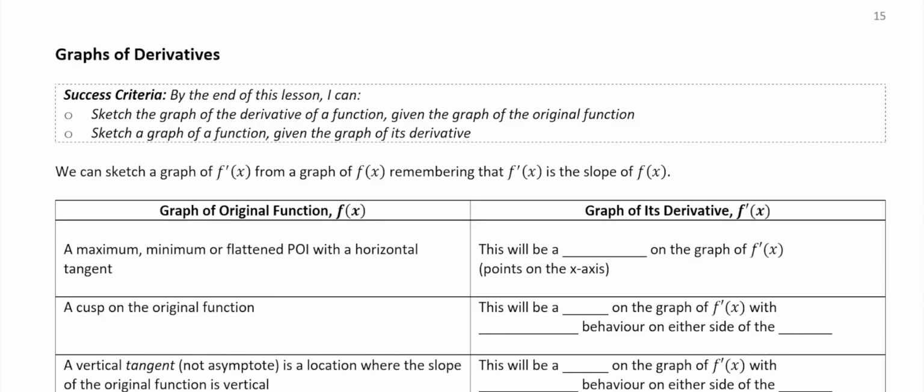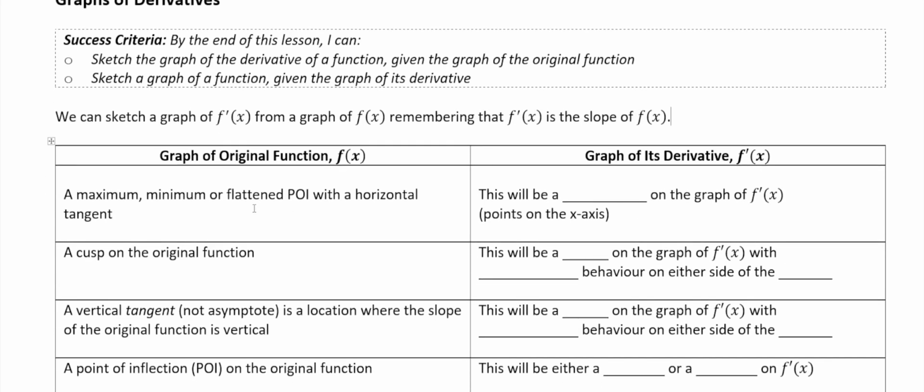In this video, we're going to look at graphs of derivatives. We can sketch a graph of f prime at x from a graph of f at x, remembering that f prime at x is the slope of the f at x graph. So, for example, if you have a maximum, a minimum, or flattened POI with a horizontal tangent, that will be a 0 on the graph of the derivative f prime at x.